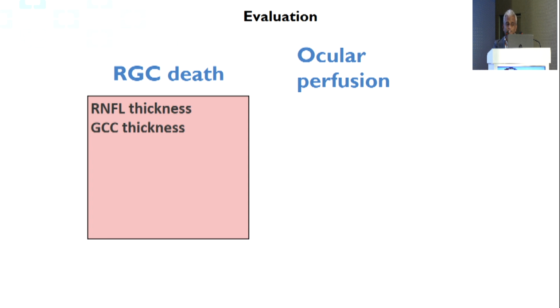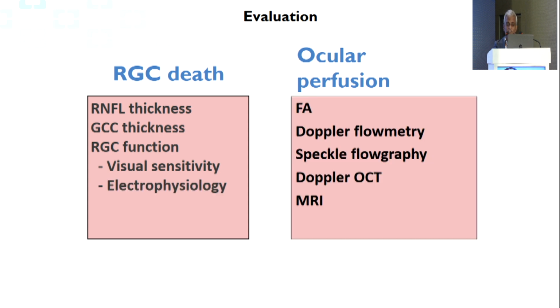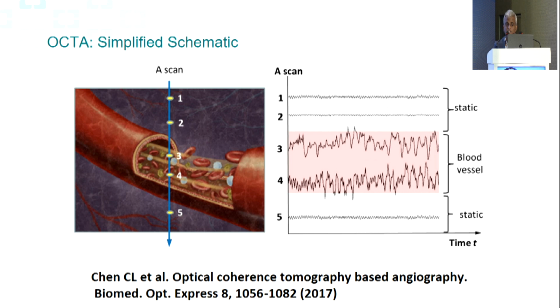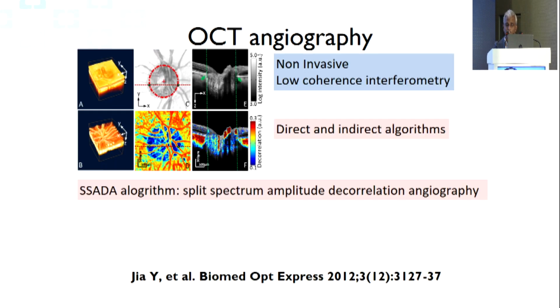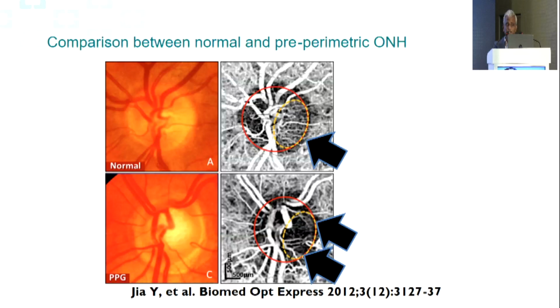So RNFL thickness, GCC thickness, RGC function, visual sensitivity, electrophysiology and other metrics are RGC death-related biomarkers, while ocular perfusion is analyzed using the FA, Doppler flowmetry, speckle flowmetry, Doppler OCT, or MRI. Now, there are limitations with all these methods. Now, OCTA, I'm not going to go into the mechanics of it or the principles behind it. That's been explained very well by the previous speakers.